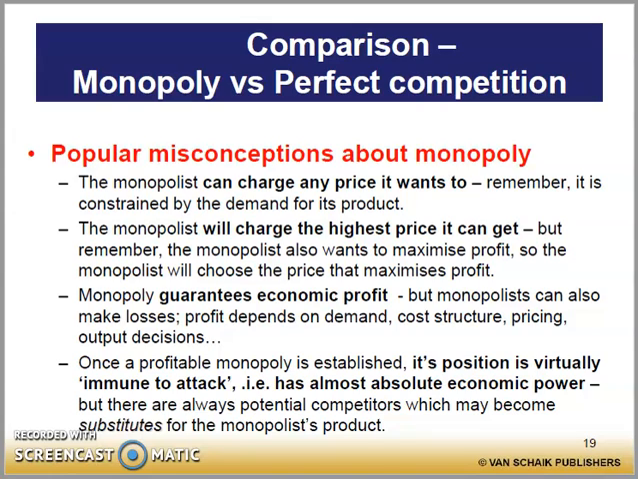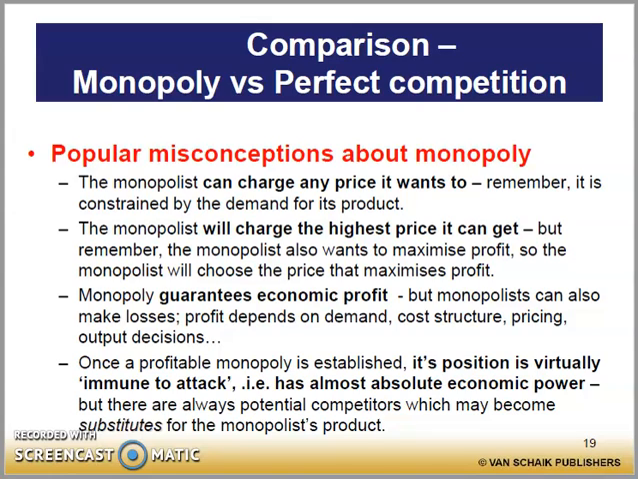Another misconception is that many people believe that monopoly guarantees economic profit, that is in the short run and in the long run. However, as we pointed out earlier, monopolies can also make a loss. Whether monopolies make a profit or a loss depends on the demand for the product, the cost structure of the firm, and its pricing and output decisions. In fact, when demand for its product falls drastically, a monopolistic firm can be forced to close down and be pushed out of business.